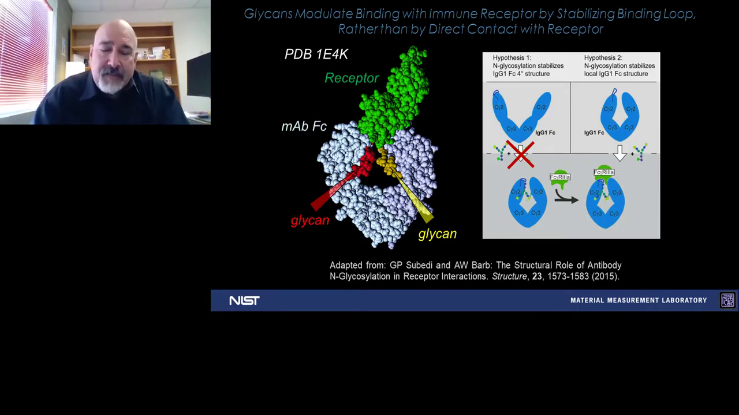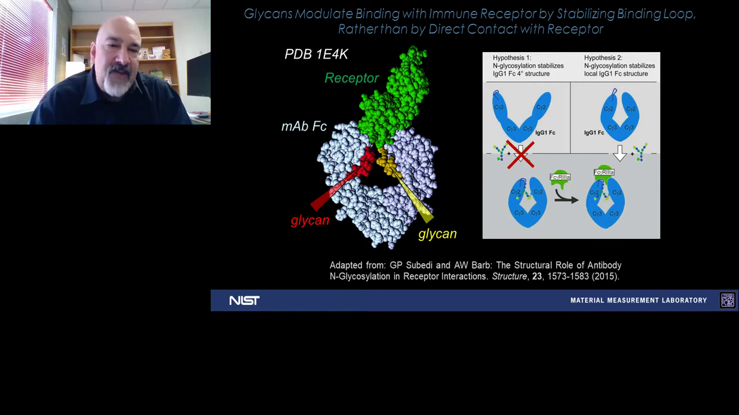Now, as mentioned, the presence of these glycans, these sugar groups, can strongly change how an antibody binds to an immune cell receptor. And that's indicated in this cartoon of the Fc domain, the donut shape at the bottom, being bound to an immune cell receptor protein in green at the top. So we know that the glycans change the nature of this binding.